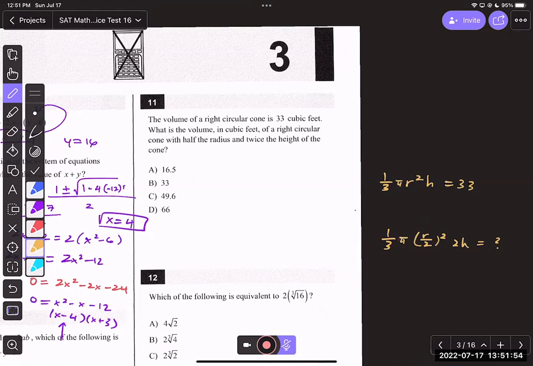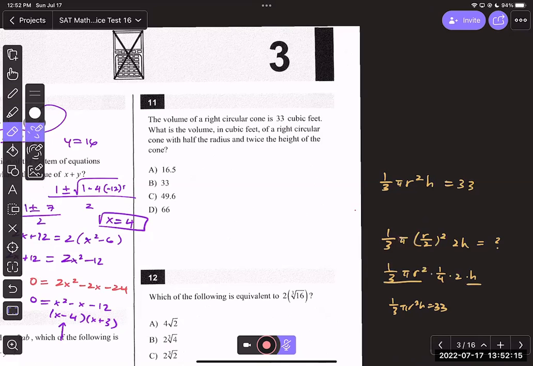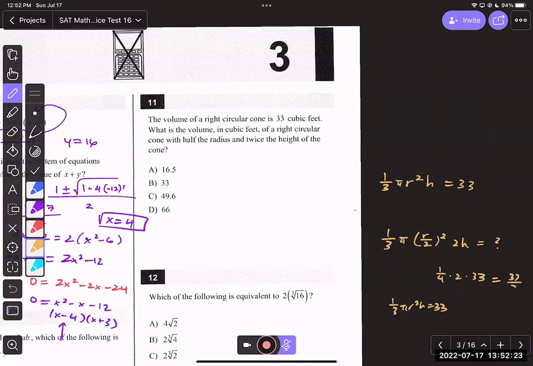So now what we can do is multiply out r over 2 squared. That's going to be equal to 1/3 pi r squared times 1 over 4 times 2 times h. Does that make sense? Well, I know that 1/3 pi r squared h is equal to 33, right? So then all of this is equal to 33. So now I get 33 times 1/4 times 2. Isn't that just equal to 33 over 2? So that means that our answer here is A. Would you agree? Yep. 16.5.